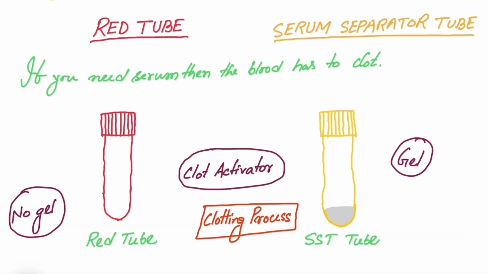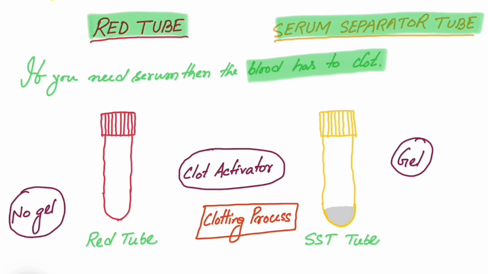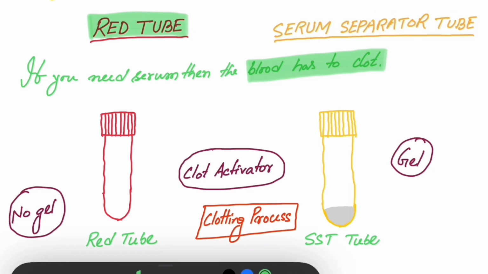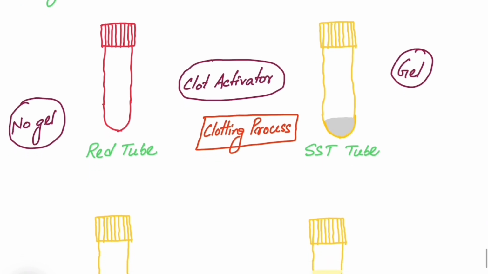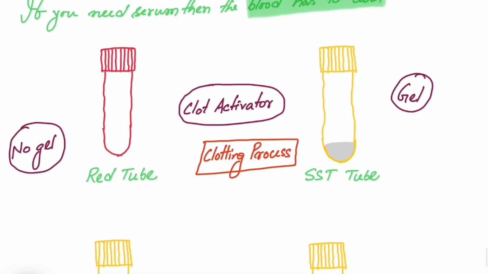If you need serum for your examination, then the blood has to clot. Otherwise, we will not get the serum. In the previous tubes which we have discussed, our aim was to prevent the clotting. But in the red tube and the serum separator tube, our aim is not to prevent the clotting. Here we allow the blood to clot. To get serum, the blood has to clot. And the reason why I am discussing both the tubes together is that both the tubes can provide serum.